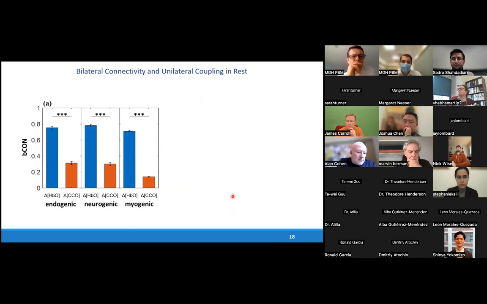Here in this figure, you can see the results for all the 135 measurements. We have the different frequency bands, namely endogenic, neurogenic, and myogenic band. The blue bar is the changes in the delta HPO, the bilateral connectivity of HPO, and the orange one is the bilateral connectivity of CCO. As you can see, the bilateral connectivity of HPO is significantly higher than CCO because, as we expect, the hemodynamics is more global, but the metabolism inside the mitochondria is much more local. It's not global. That's why the oscillations in different regions of the brain are not well synchronized in the metabolism and concentration of CCO.